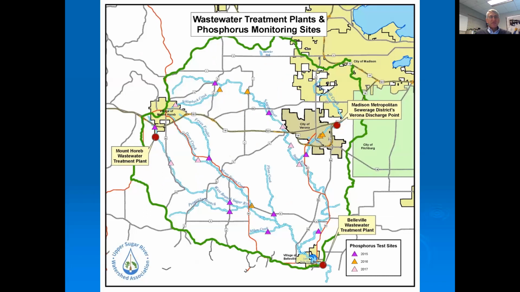Just to give you a feel for the other wastewater facilities in the Upper Sugar River watershed, here's that Madison Met sewer outfall, here's Mount Horeb, here's Belleville down to the south.